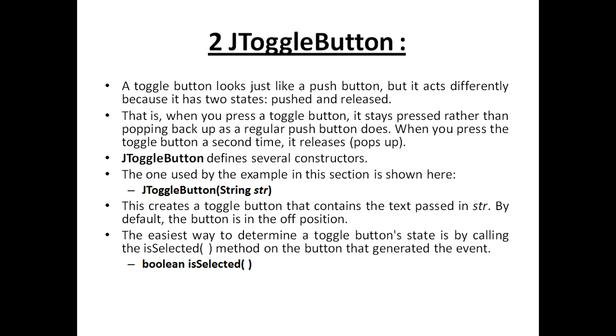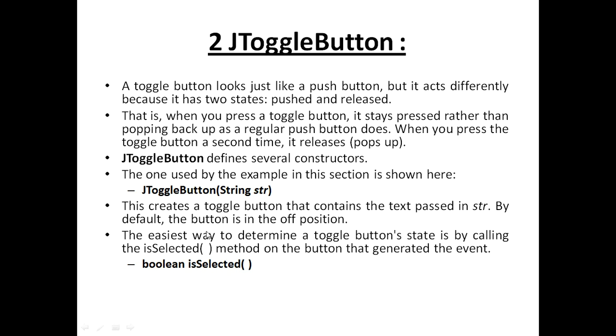So JToggleButton defines several constructors. Out of that, we can make use of JToggleButton(String str), which takes one parameter of type string, with which you can display information on that button. This creates a toggle button that contains the text passed in str. By default, the button is in the off position. So when you click the first time, it will be on. When you click the second time, it will be off.